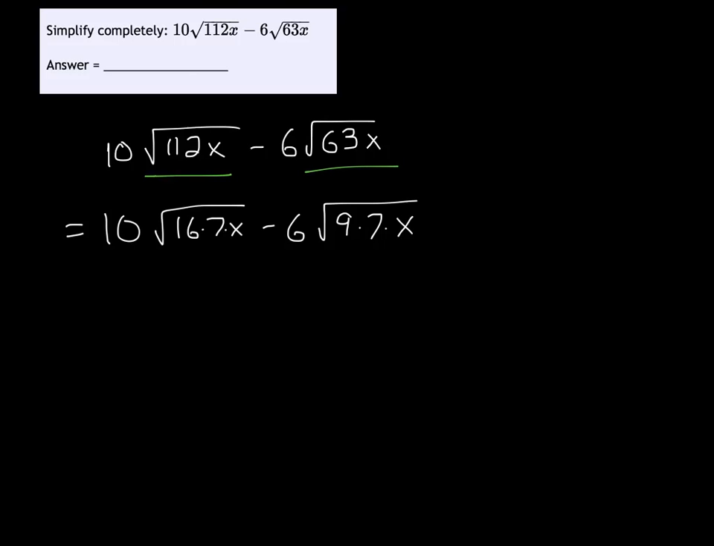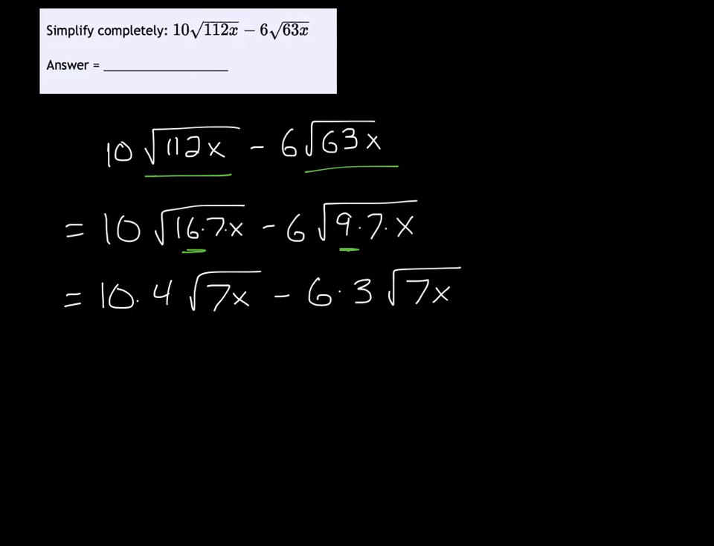Alright, here I have the factored form of both of these, the 16 times 7 and then the 9 times 7 here for 63. Then what I'm going to do is perform the square root on the 16 and the 9. When I do that, the answer to that is on the outside of the radical, and so that will look like this. It'll be 10 times 4, because that's the square root of 16, and what's still left under the radical is this 7x. In this right expression, I have 6 times 3, and then under the square root, I still have a 7x.